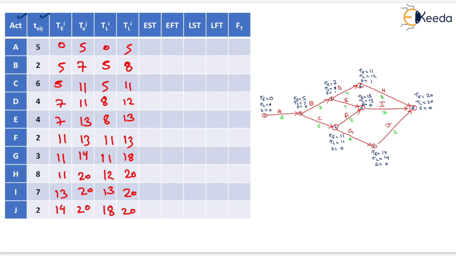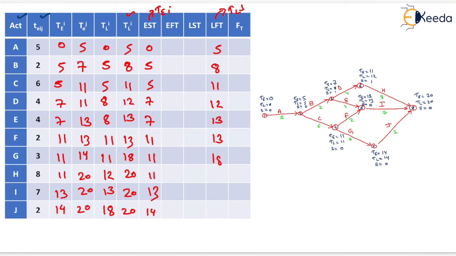Now, we have to fill the EST value, which will be equivalent to TEI value. So, it will be equal to 0, 5, 5, 7, 7, 11, 11, 11, 13 and 14. Now, LFT will be equal to TLJ. So, we have already computed the TLJ value. So, we will fill the LFT equal to TLJ. It will be equal to 5, 8, 11, 12, 13, 13, 18, 20, 20, 20.